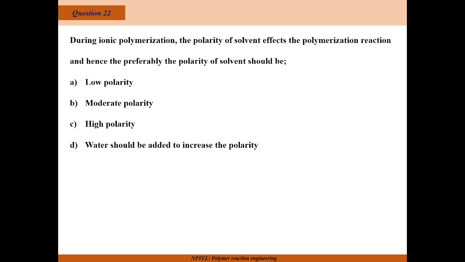During ionic polymerization, the polarity of the solvent affects the polymerization reaction, and hence, preferably, the polarity of the solvent should be low polarity, moderate polarity, high polarity. Water should be added to increase the polarity. Definitely, water should not be there. That will affect it. And the high polarity also will have an impact. It should be moderate rather than.